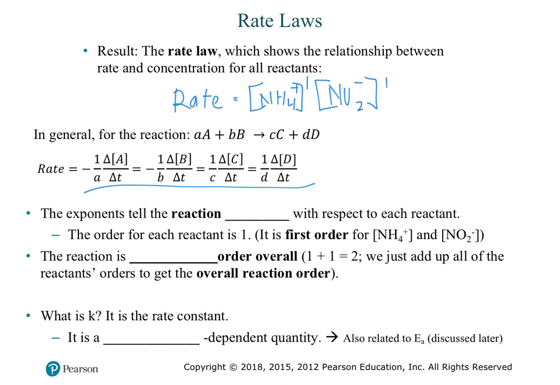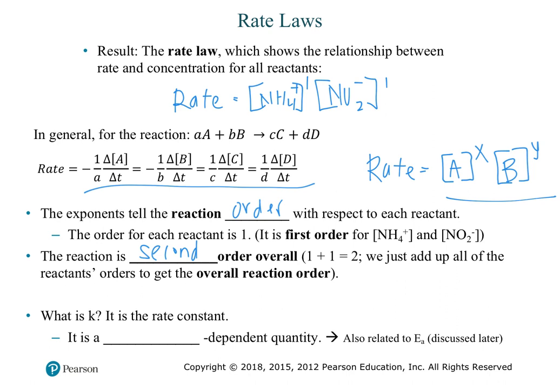But if we check the instantaneous rates at different concentrations, we can also find that the rate equals the concentration of A, one of our reactants, raised to, not the coefficient a, but x, times B raised to the y. These are the reaction orders with respect to each reactant. The order for each of those reactants was 1. The reaction is second order overall, because we just add the exponents. These are not determined with stoichiometry, they are determined experimentally.